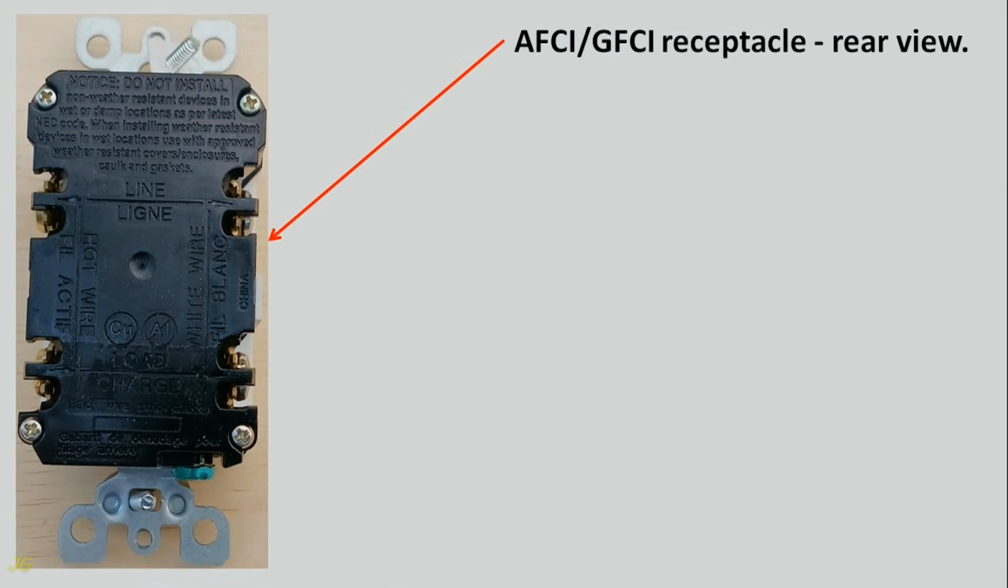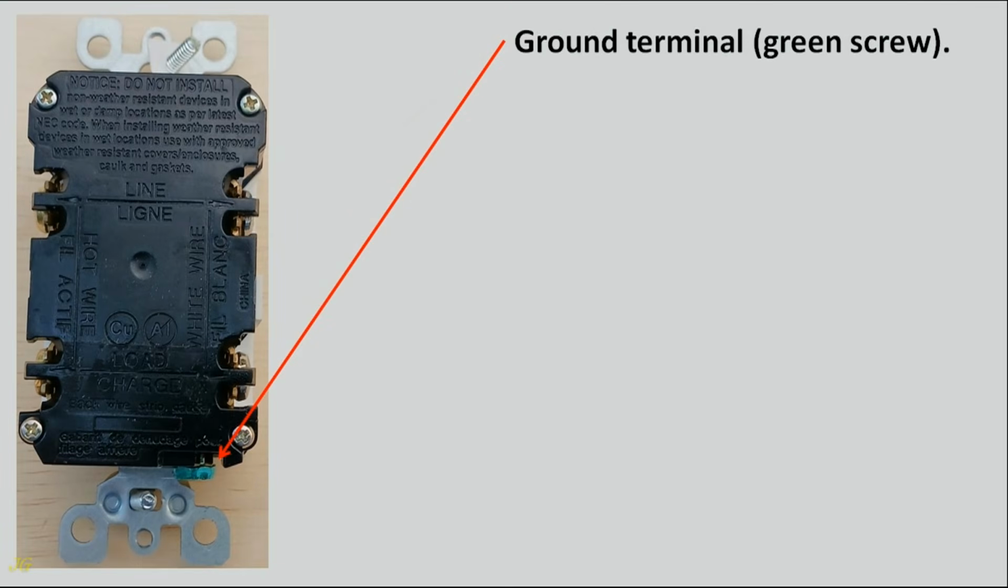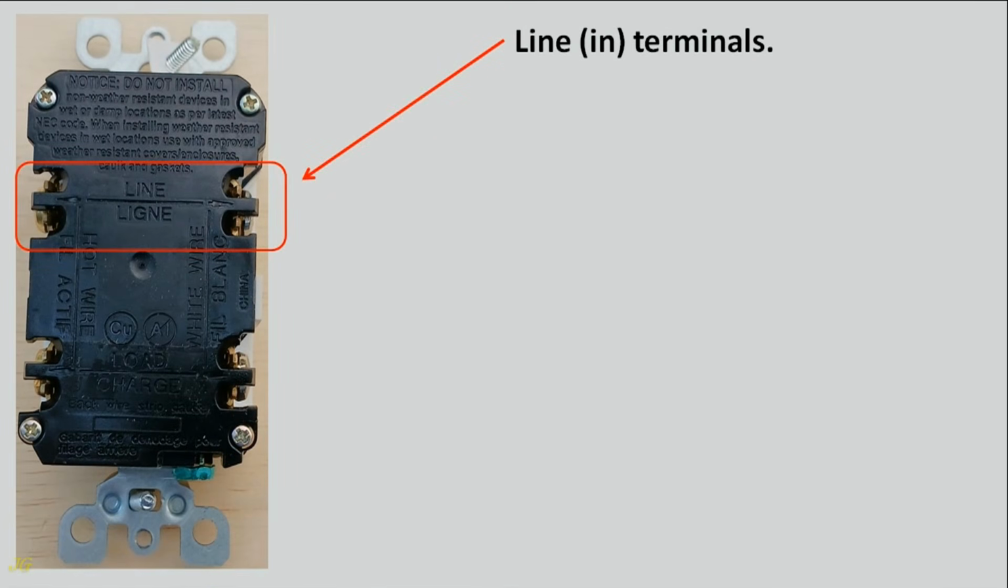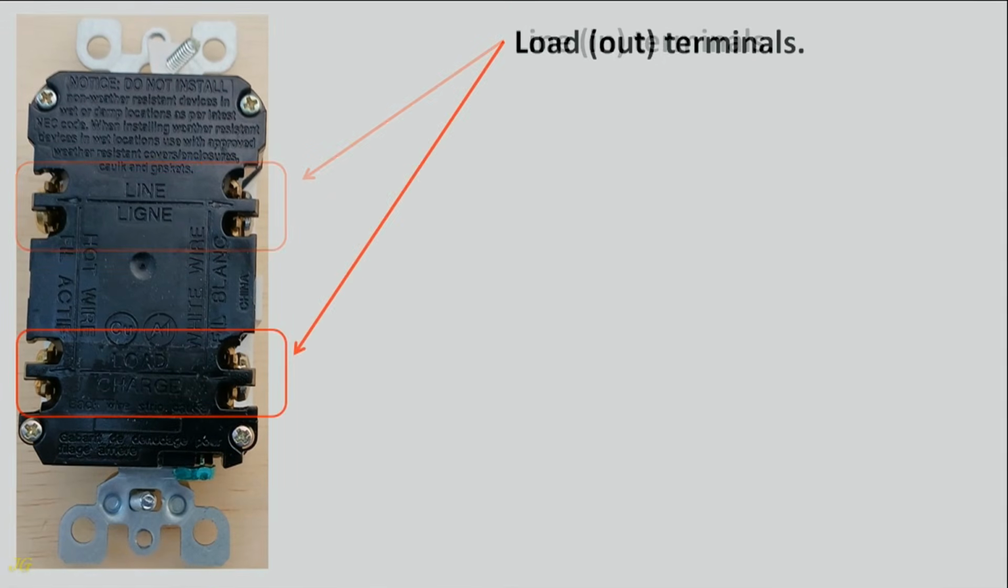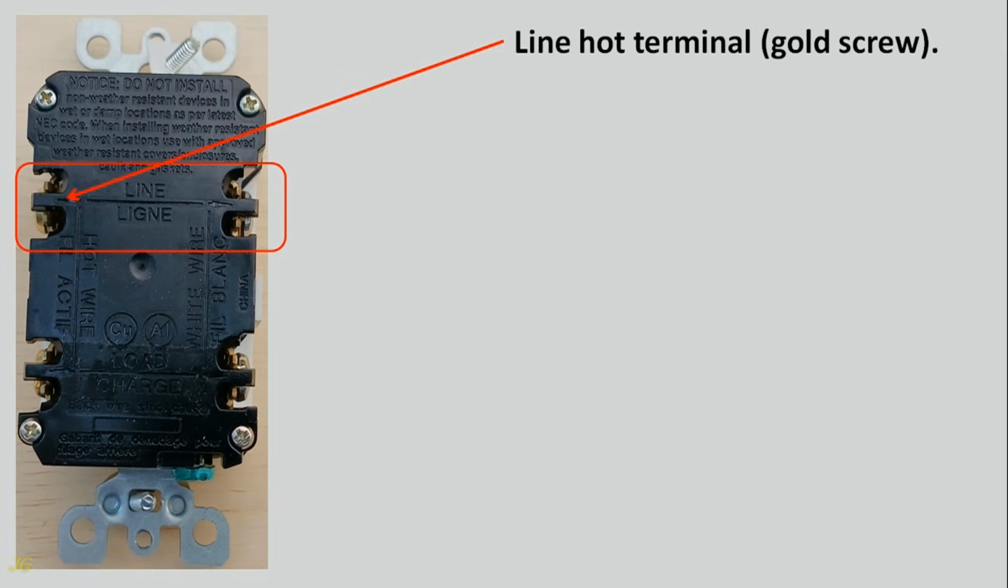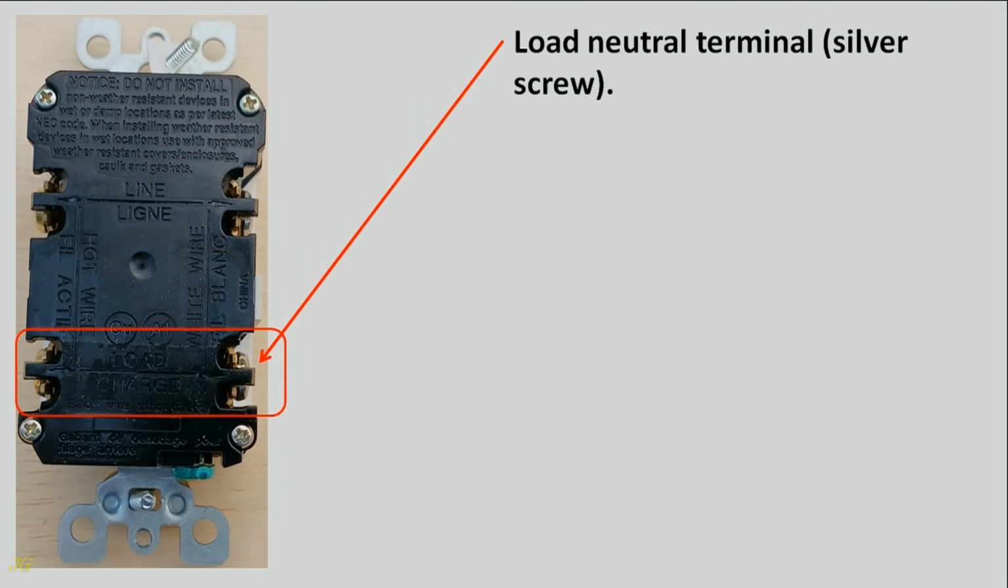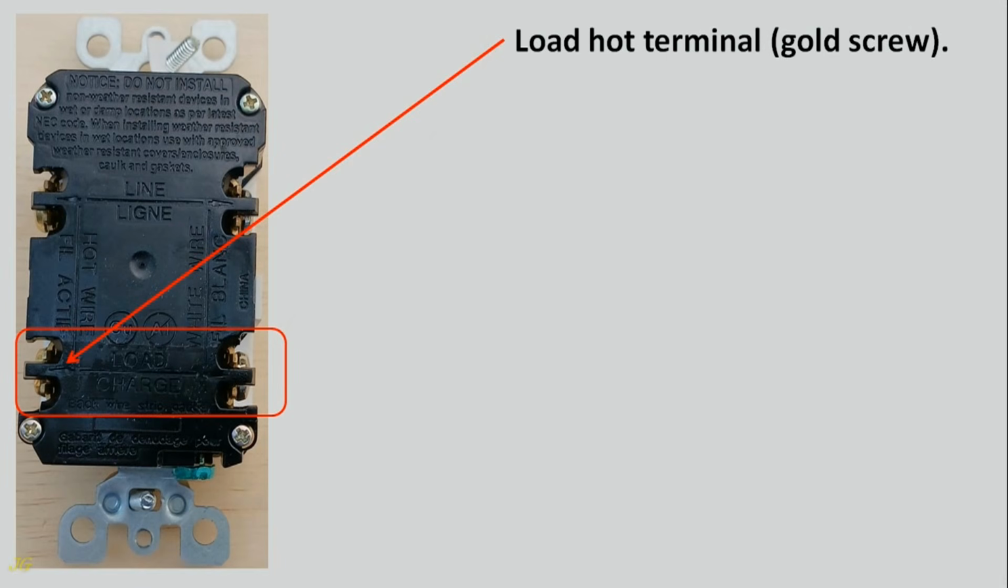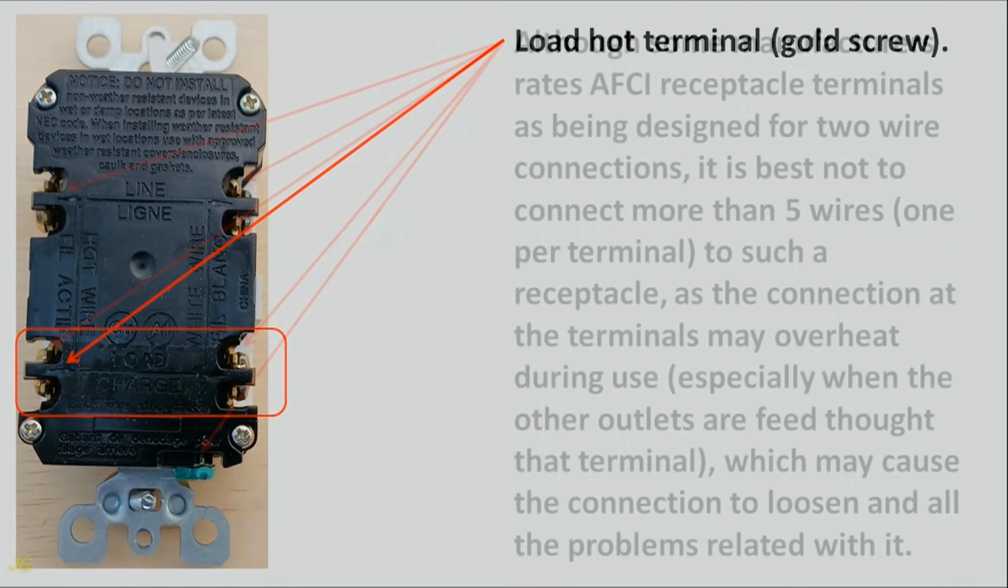AFCI/GFCI receptacle, rear view. Ground terminal, green screw. Line (in) terminals. Load (out) terminals. Line neutral terminal, silver screw. Line hot terminal, gold screw. Load neutral terminal, silver screw. Load hot terminal, gold screw.